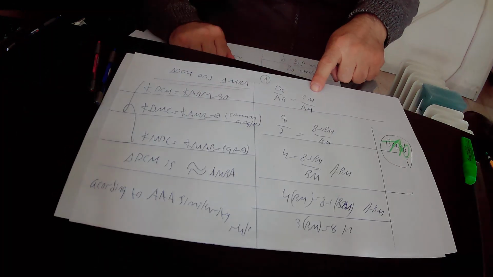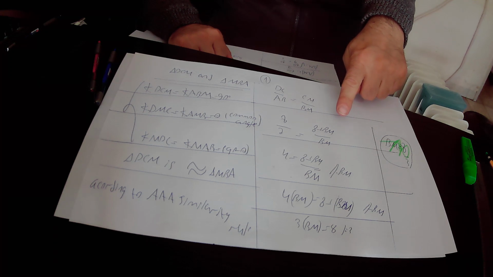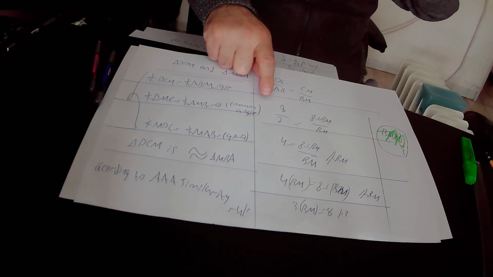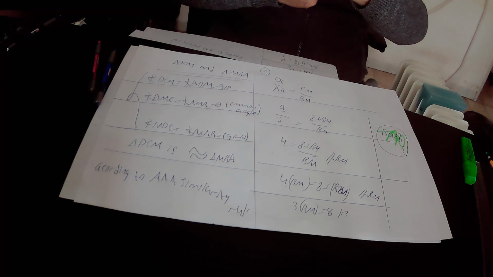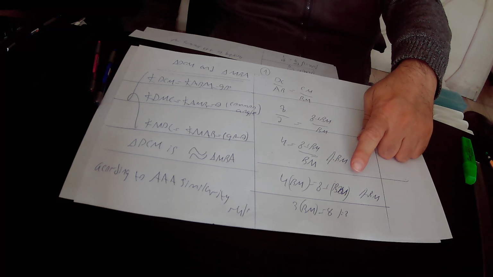Here CM equals 8 plus BM, so it is CM over BM. CM is 8 plus BM over BM. 8 over 3 is 4, so in total we found that 4 equals 8 plus BM over BM. Here we multiplied this equation by BM and found that 4 times BM equals 8 plus BM.